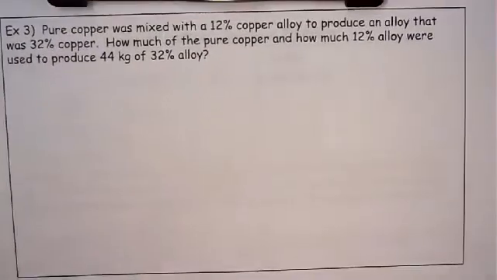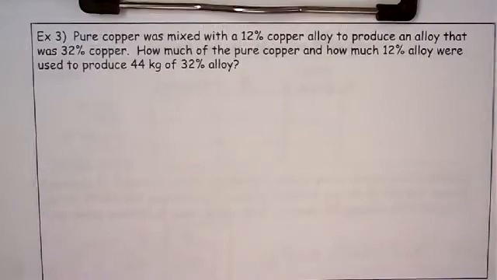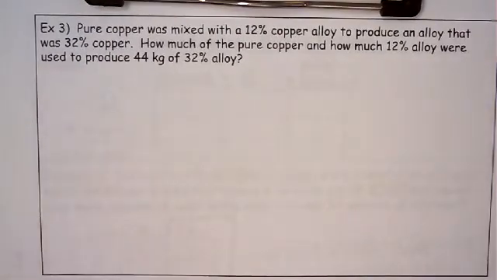Okay, so now let's look at example 3, okay? Pure copper was mixed with a 12% copper alloy to produce an alloy that is 32% copper. How much of the pure copper and how much of the 12% alloy was used to produce 44 kilograms of 32% alloy? Okay, so let's just clarify a couple of words here, science words.